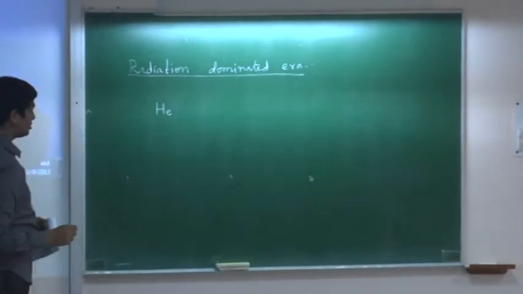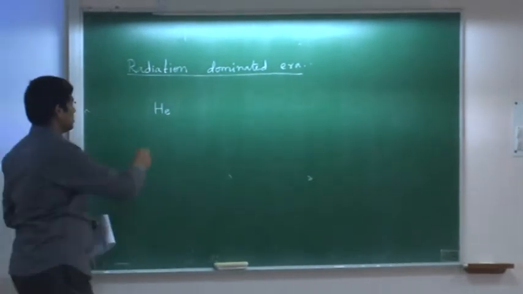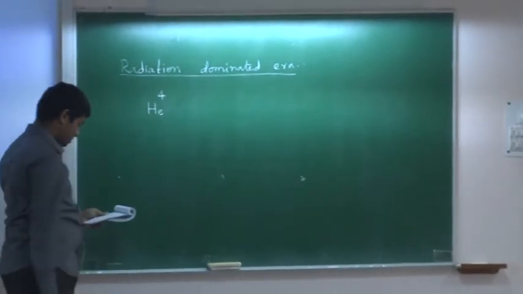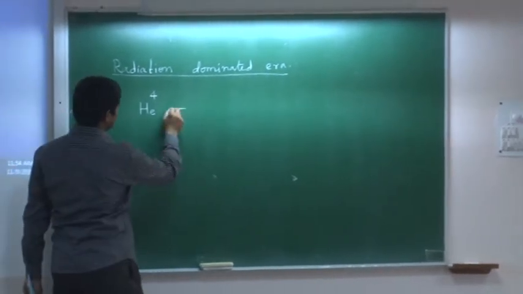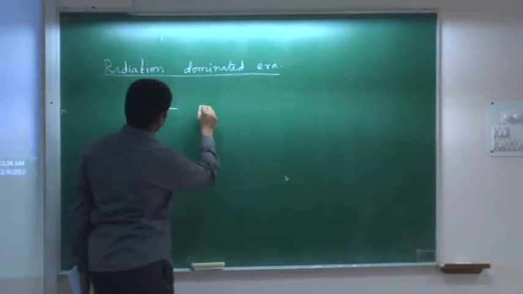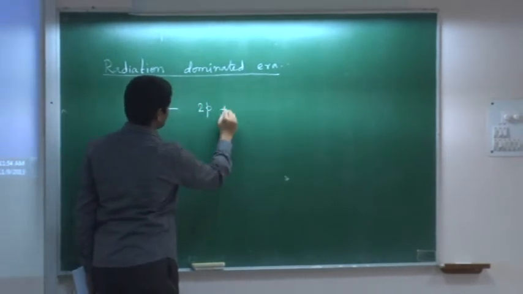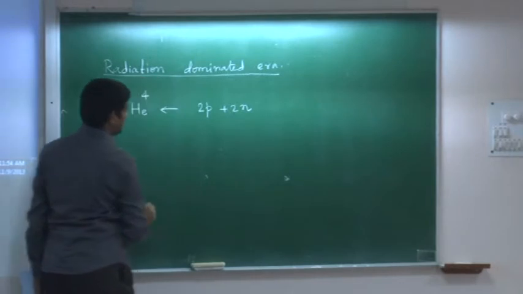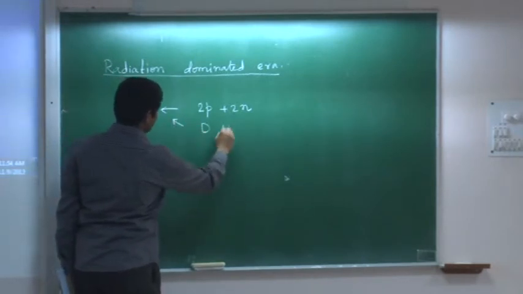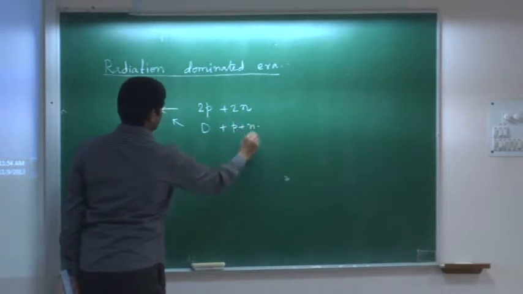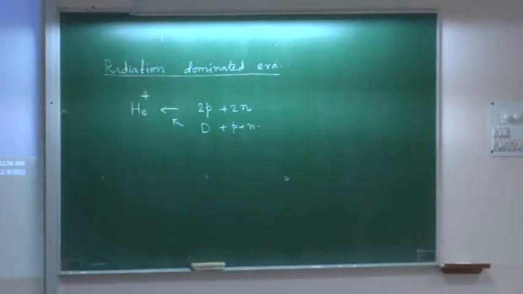Photons and neutrinos almost don't have any mass. Photon doesn't have any mass. Neutrino almost doesn't have mass. So how do you create helium-4? This will require 2 protons plus 2 neutrons. Right? And this is created from deuterium plus protons plus neutrons. And this reaction rate is very fast.